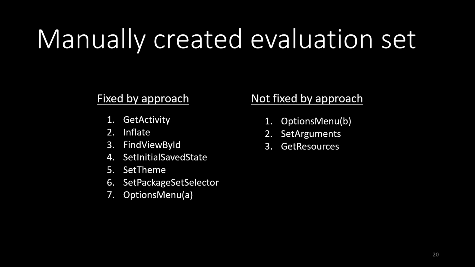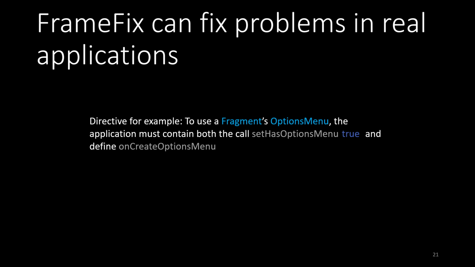To determine if these repair techniques generalize to different directives, I created an evaluation set where I took 10 different directives from the Android documentation and a sample Android application that was provided on a sample page, and then manually added these directive violations to that sample application. I then ran FrameFix and found that FrameFix was able to fix 7 out of 10 different directives. You'll see the options menu directive listed twice because there are 2 different ways to violate it, and FrameFix was only able to fix one of them.